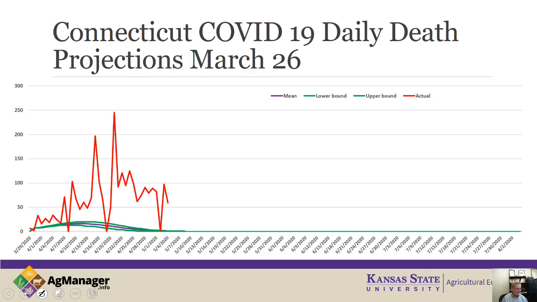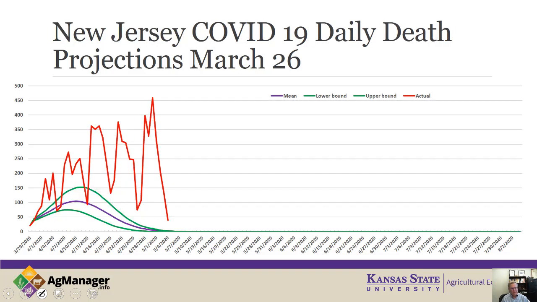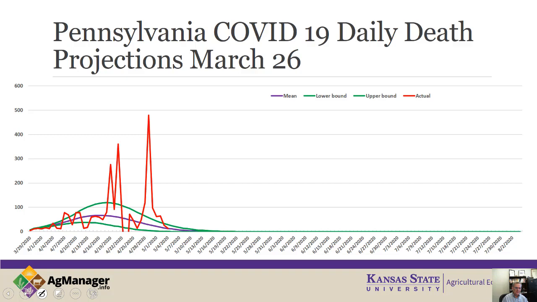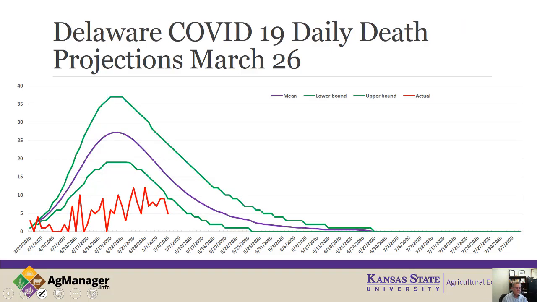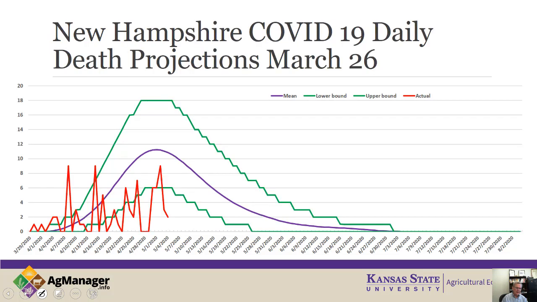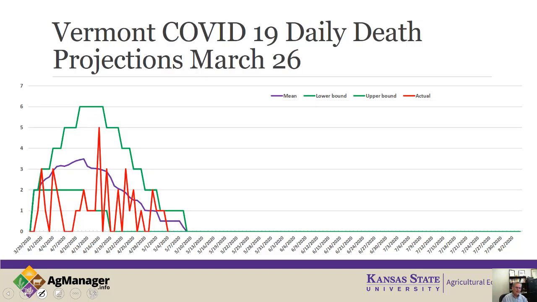Connecticut, well above the original 95% confidence interval. New Jersey, well above the original confidence interval. Pennsylvania, certainly above the original confidence interval. Rhode Island is kind of within there, although more recently they've been above. Delaware has been below the 95% confidence interval for much of the period. New Hampshire, over the last 2-3 weeks, has been below. Vermont, in some respects, has been following that down.